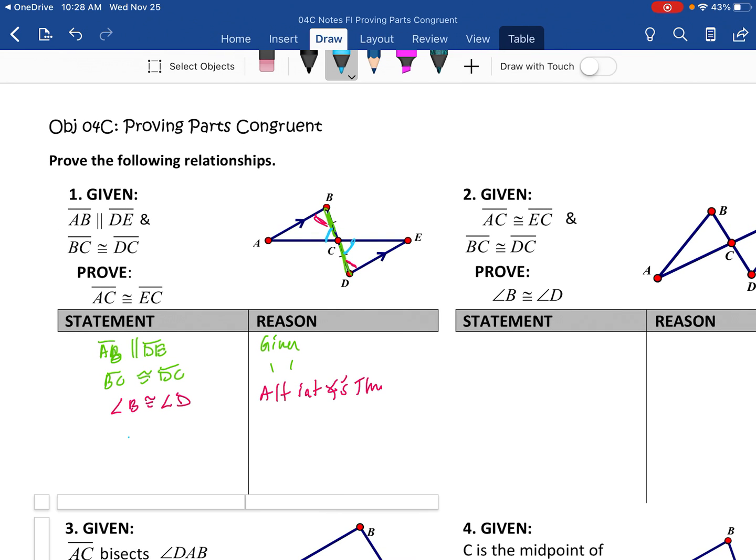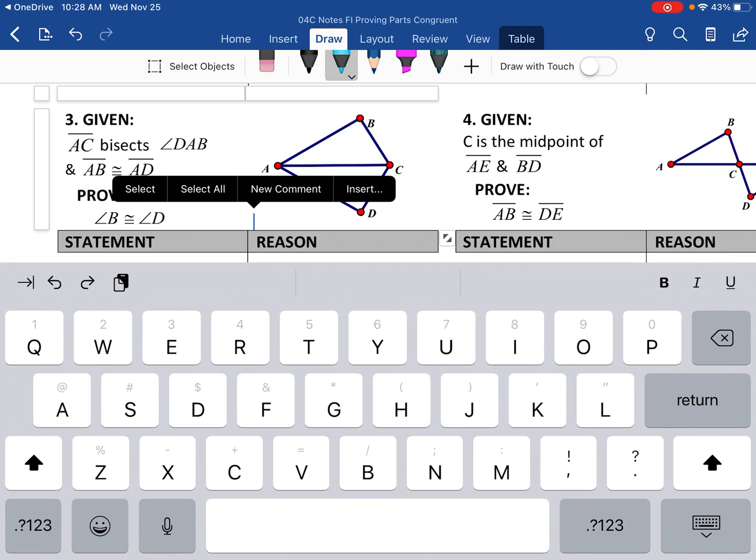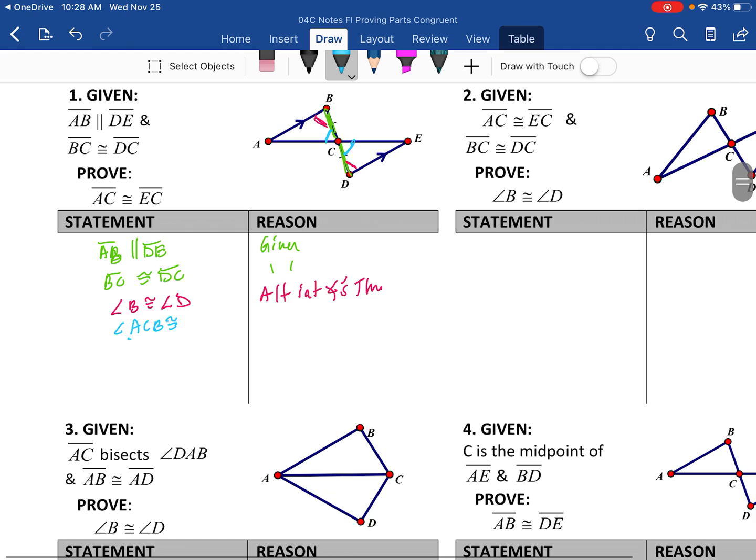So I also know angle ACB must be congruent to angle ECD. And that's going to be because of vertical angles theorem. And write THM for theorem. Regardless of how you do it, you now have three pieces of information.